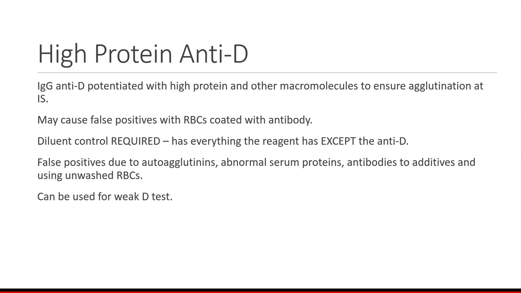False positives due to autoagglutinins. If the patient's cells are heavily coated with protein, this could cause them to spontaneously agglutinate. Abnormal serum proteins, same thing. Abnormal serum proteins can coat the patient's cells. Antibodies to the additives, which I've never ever seen. And using unwashed RBCs, which you should never do anyway, because the whole purpose of washing is to remove the plasma proteins or the serum protein. So if you don't wash it, that will increase the protein content. This can be used for the weak D test because IgG class antibodies are used.